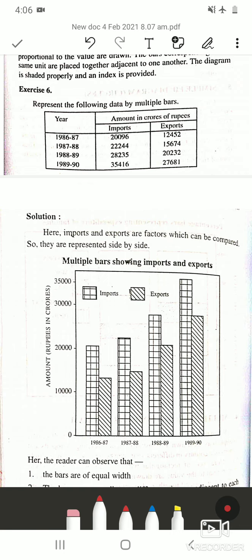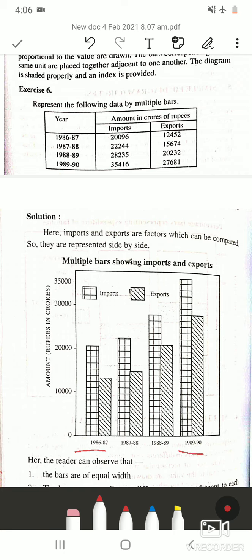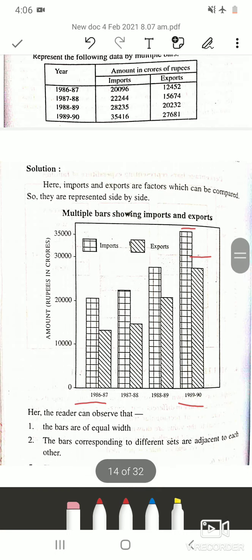For the next year the imports is 22,244 crores, which is somewhere here, and the exports is 15,674, which is somewhere here. Draw the rectangular box and shade it in the same way that you have done for the previous year. So with this diagram you can easily see for the year 1989 the imports is more as well as the exports. So we are comparing imports and exports for each year along with the past 4 years.